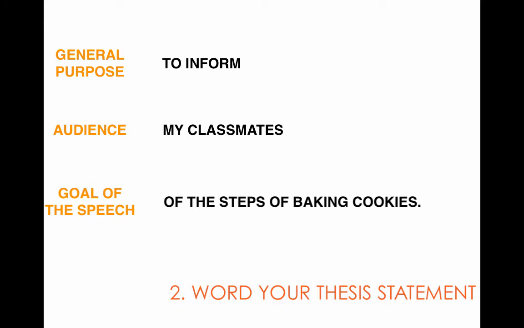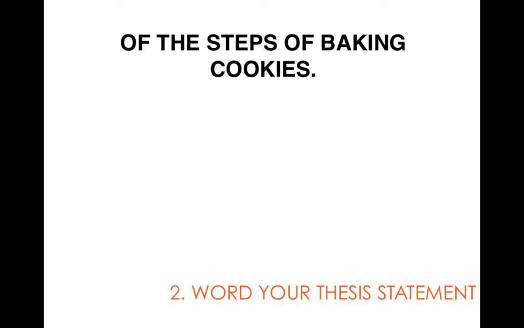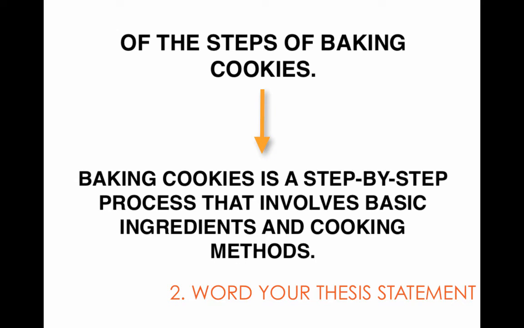The general purpose is to inform, the audience is my classmates, and the goal of the speech is the steps to baking cookies. Once you have your specific purpose, you're ready to write your thesis statement. Remember, a thesis statement is one sentence that summarizes the overall message. You want to take the goal of the speech part of the specific purpose statement and churn it into one complete sentence that really captures your message. So, if you take a look at my specific purpose statement here, my thesis statement will be: baking cookies is a step-by-step process that involves basic ingredients and cooking methods.